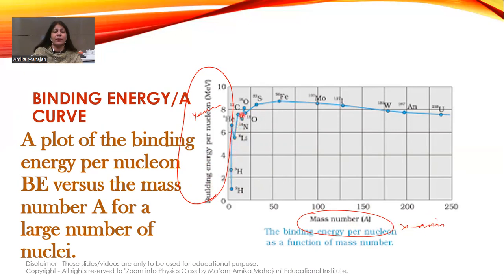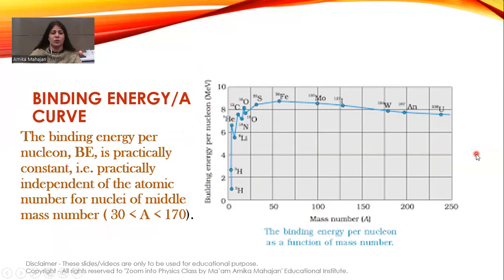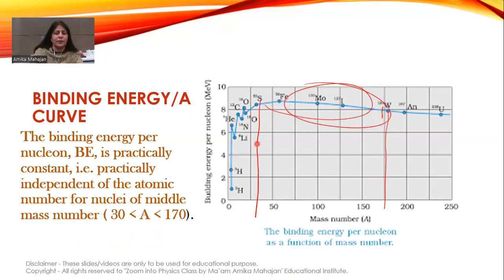This will be the shape of curve. Just observe this shape. And we will discuss characteristic features of this curve and then we will draw certain conclusions from those features. Just observe here. For nuclei having mass number lying between 30 and 170, you find that here the binding energy per nucleon is almost constant. That means binding energy per nucleon is independent of mass number for nuclei lying between mass number 30 to 170.